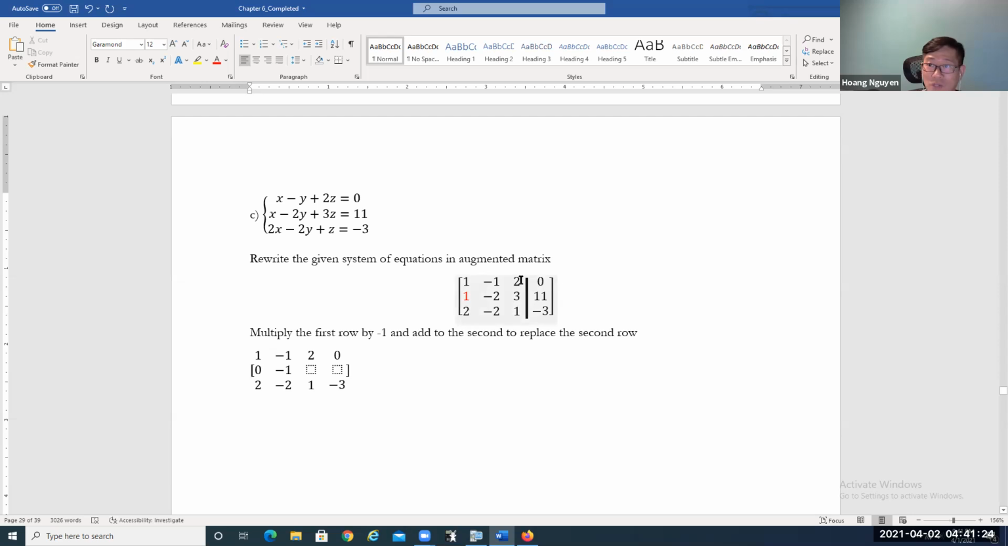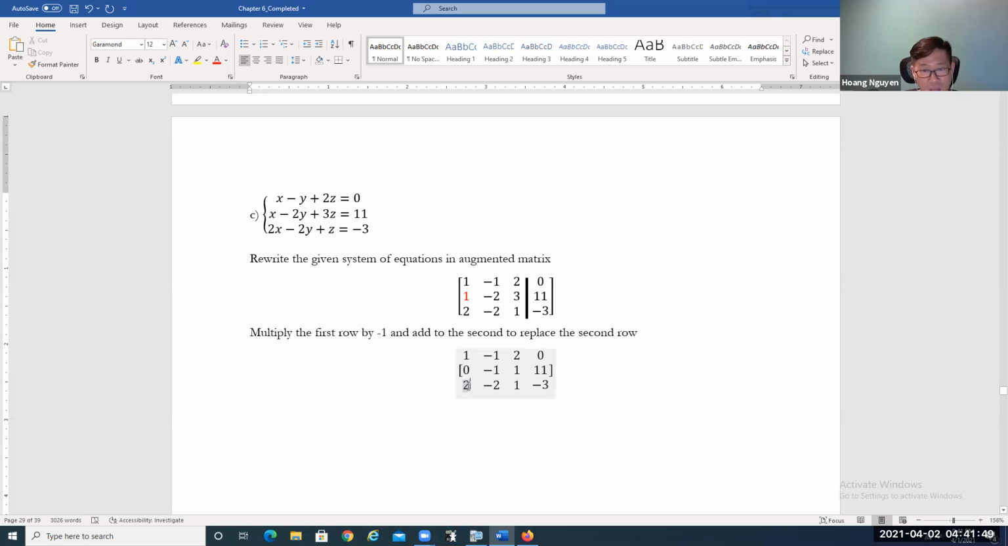-1 times 2 is -2, -2 plus 3 gives you +1. That's good. Now -1 times 0 is 0, right? -1 times 0 is 0 plus 11, so it's going to be 11. Okay, so that's good. Now we have the first element on the main diagonal equal 1, and this element already equals 0.